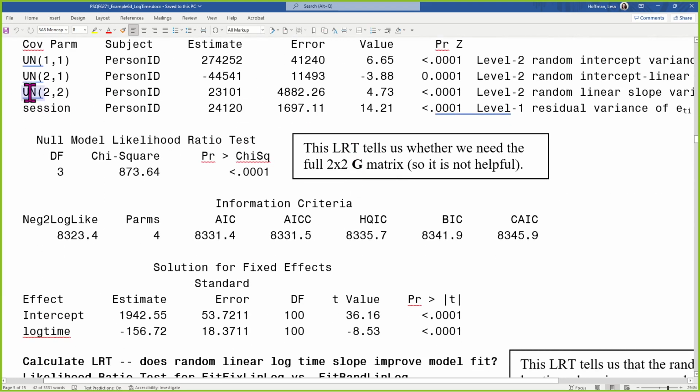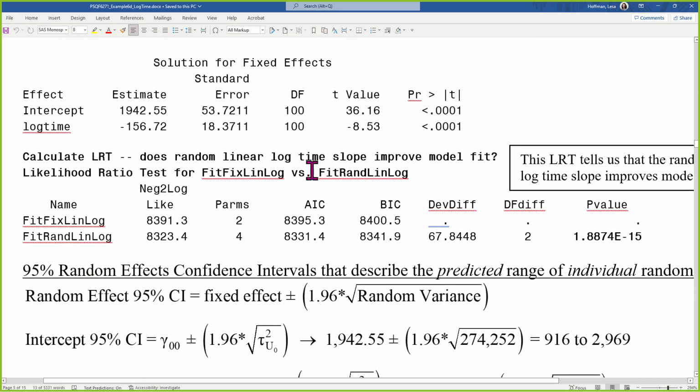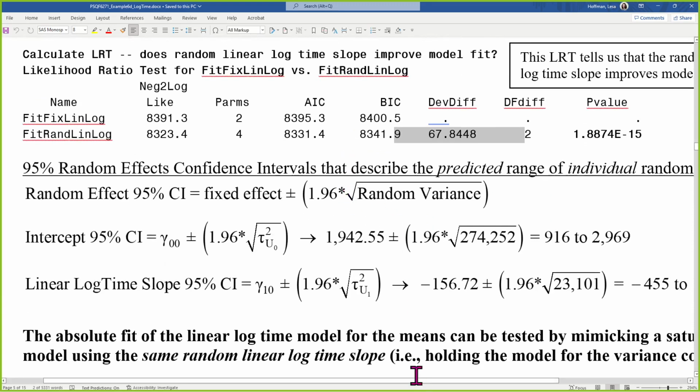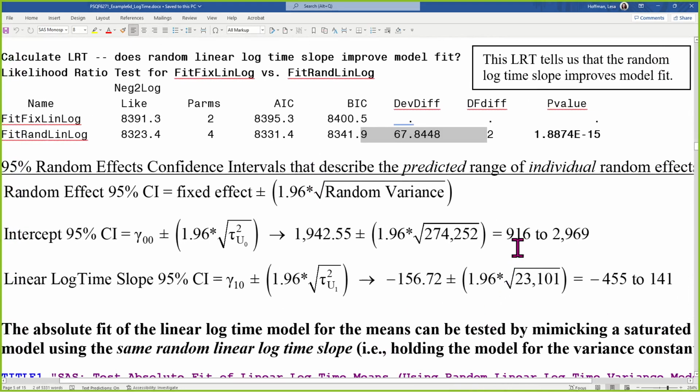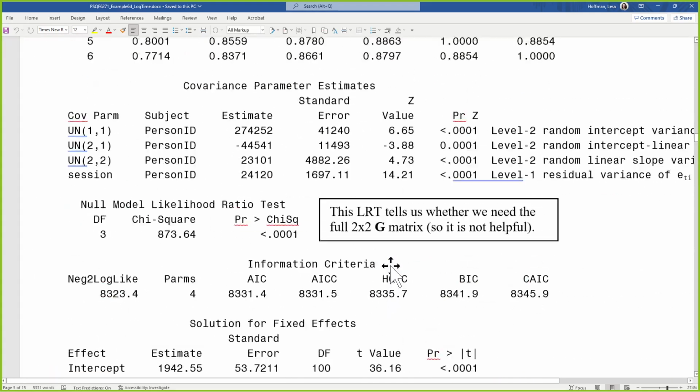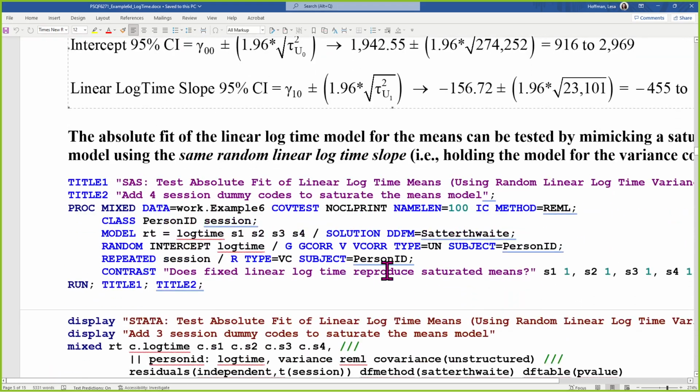We have 2 new parameters added, the covariance between the intercept and the slope, as well as the random slope variance. Those 2 new parameters, if we do our likelihood ratio test, survey says, yep, definitely helps. Here are some confidence intervals to try to describe the size of the variation. So intercept confidence interval, linear slope confidence interval. And once again, it's overlapping 0, meaning that some people are actually predicted to get worse, not better. So this looks pretty good to me. Let's see if it's good enough.